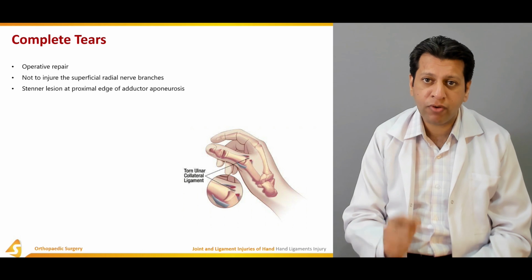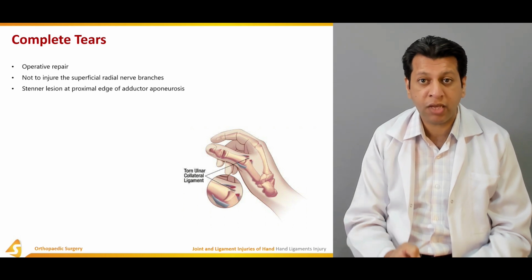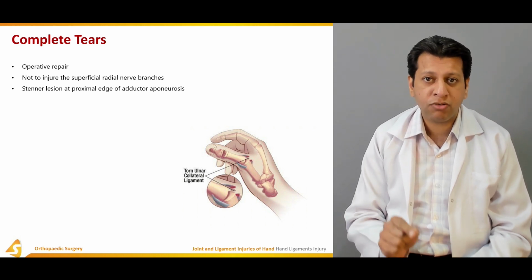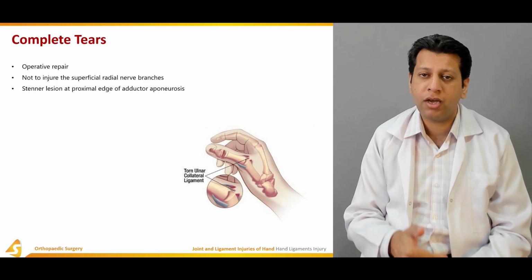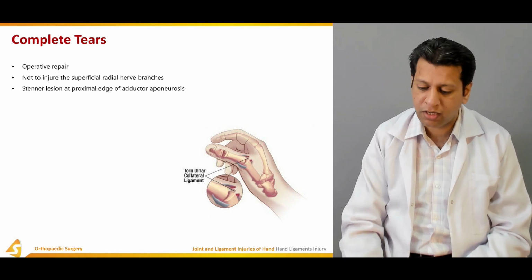So even if there is no bony fracture, and no complete fracture, if there is a Stener lesion present, and how do we come to know that? We come to know by use of an MRI, whether the ligament is actually trapped in the adductor aponeurosis or not. If there is a Stener lesion, then you have to repair it. There is no way it's going to heal on its own.